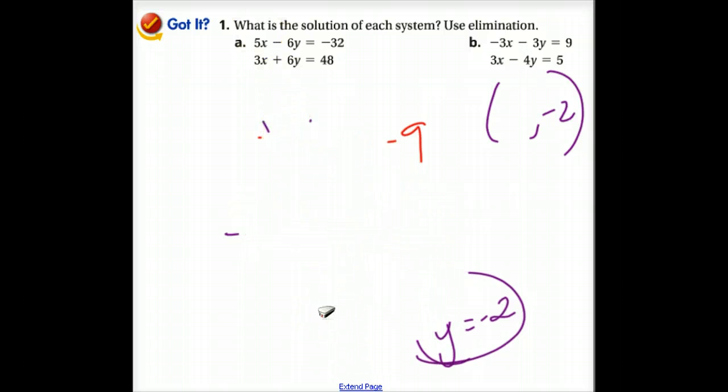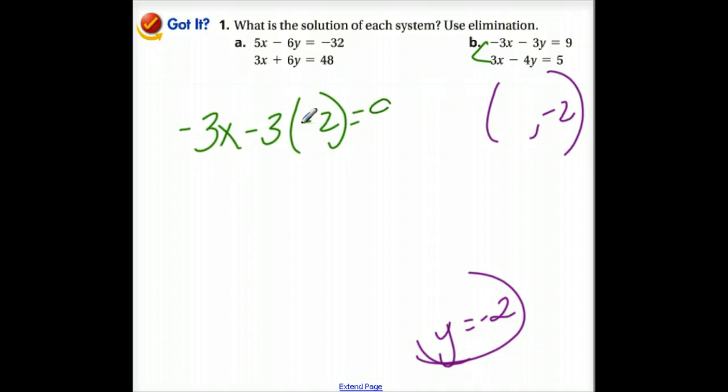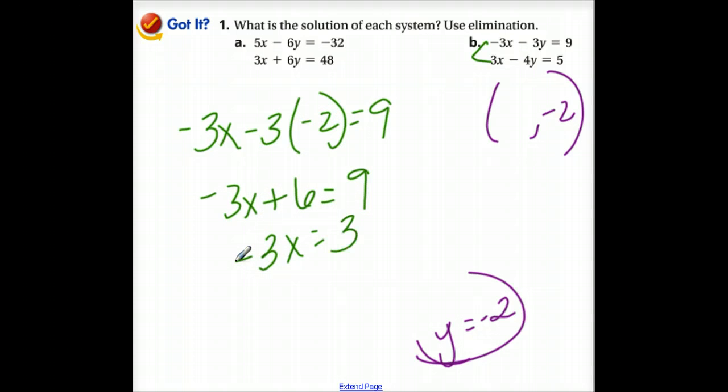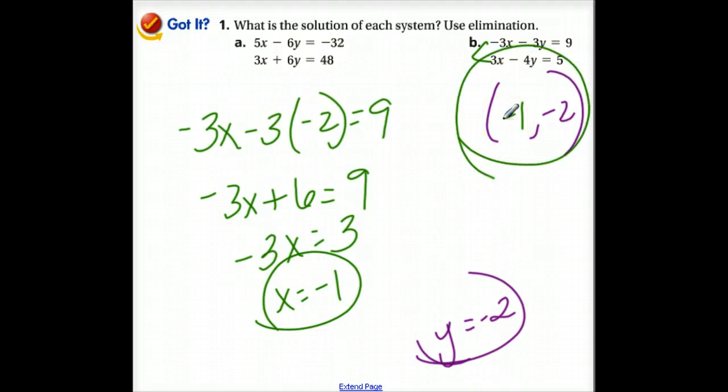I'm going to erase so I have room, because now I need to plug y equals negative 2 back into either one of the original equations. I'm going to choose the first one again. Negative 3x minus 3 times y is negative 2, equals 9. Negative 3x, negative 3 times negative 2 is positive 6. Minus 6, I get 3. Divide by negative 3, I get negative 1. X equals negative 1. There's my solution.